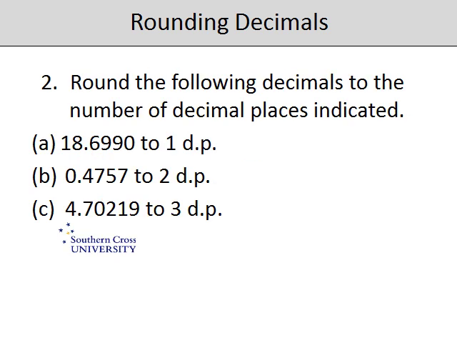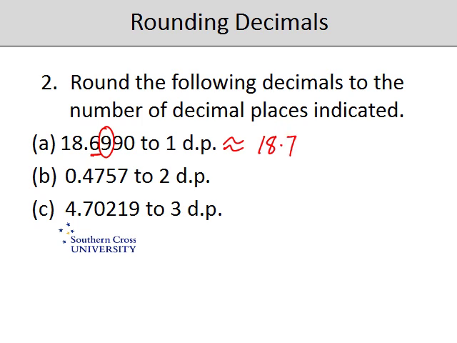Question 2. Round the following decimals to the number of decimal places indicated. So in the first question we round to one decimal place, so we underline that. We circle the next place value to the right. That's a 9, which is greater than 5, so we'll be rounding up on this occasion to 18.7.